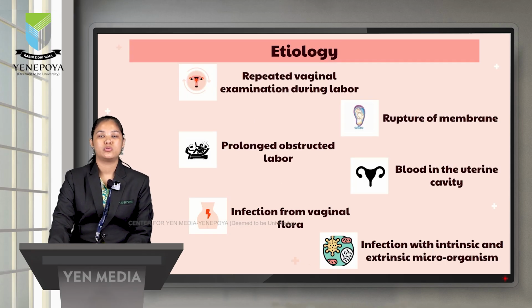Next, we will look at the etiology of puerperal sepsis. The first is repeated vaginal examination during labor, rupture of membrane, prolonged obstructed labor, blood in the uterine cavity, infection from vaginal flora, and infection with intrinsic and extrinsic microorganisms.